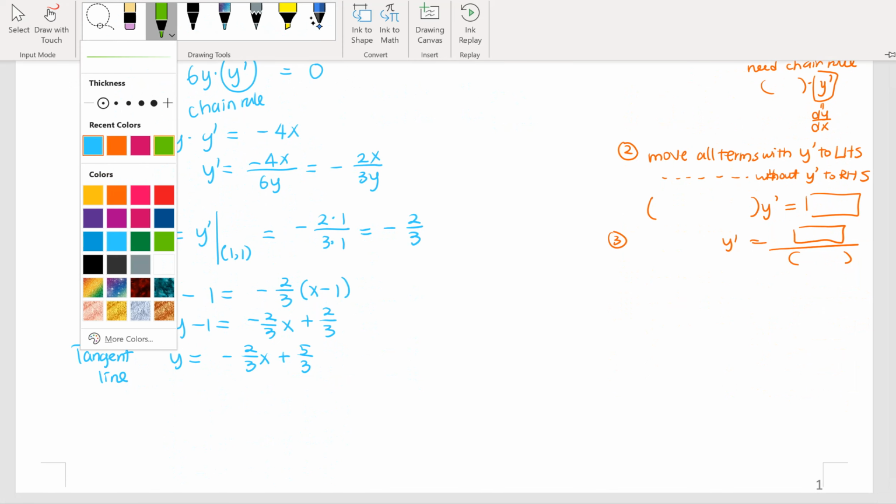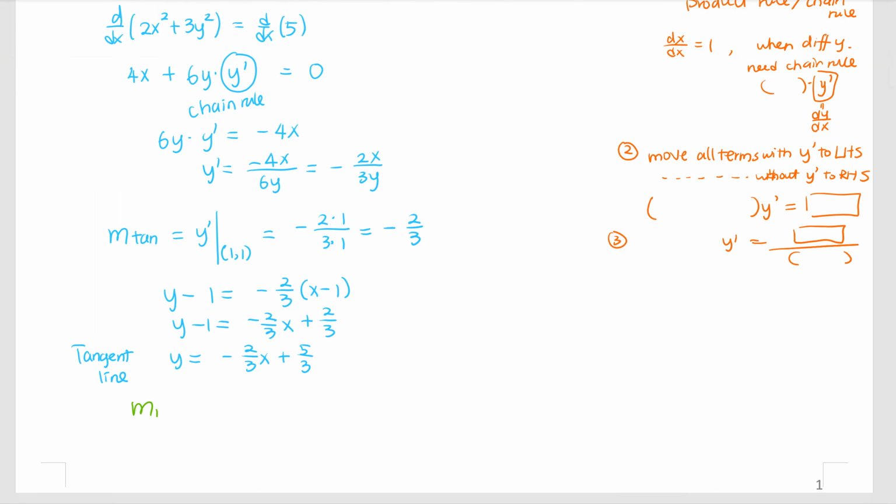So for the normal line, the normal slope is the negative reciprocal of the m tangent, so it becomes positive 3/2. And then, do we just replace this by 3/2? No, we go back to the point-slope form. So y minus 1 is 3/2 times x minus 1. y minus 1 equals 3/2 x minus 3/2.